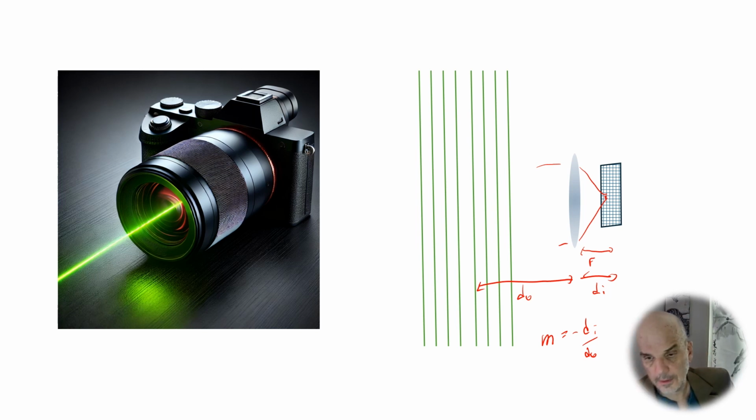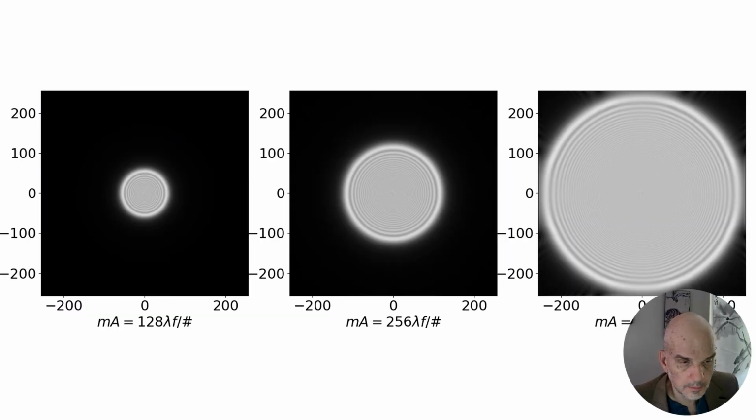Now, who cares about the magnification? The beam is infinite in extent, right? So if I have an infinite extent beam and I demagnify, it should still be infinite extent, right? Well, not really. That's not what happens here. Actually, you get images that look like this.